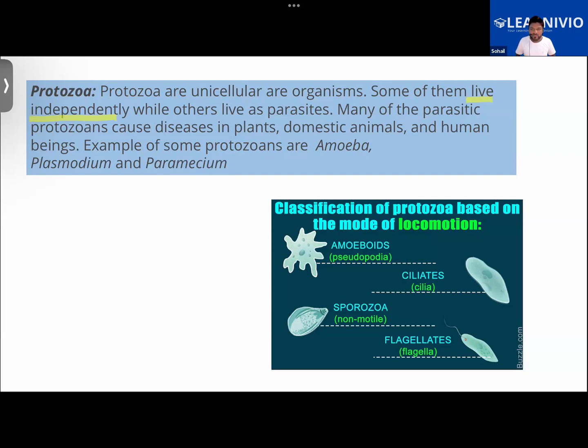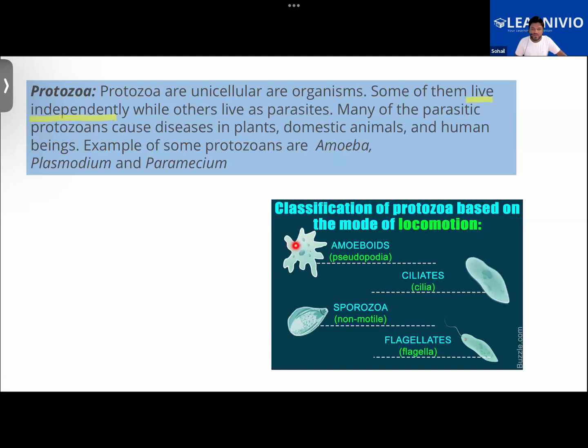That means they have a parasitic mode of nutrition. Take the example of amoeba. This amoeba is said to be living alone. We have some other examples like ciliates, sporozoa, flagellates. So all these are examples of different kinds of protozoans. Amoeba, plasmodium, paramecium, these are also some of the examples of protozoans which we have.